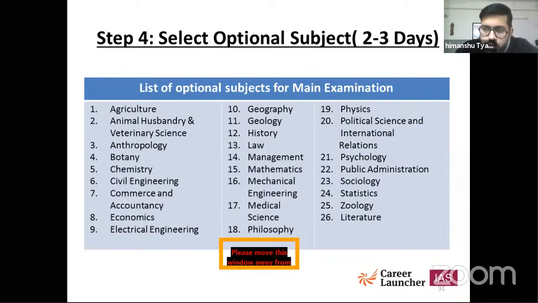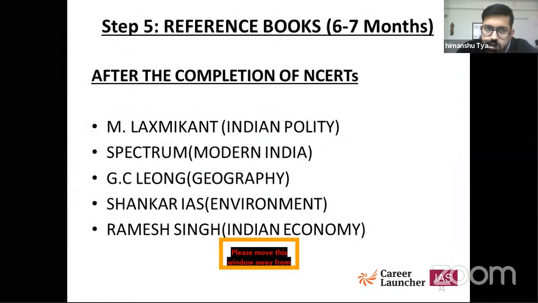Once I'm done with step 3, which is current affairs, step 3 goes on till the examination. Then the fourth step is finalizing my optional subject. There are 26 optional subject choices that UPSC gives, and you need to finalize one subject that you are going to give the examination in. That is step 4, and then step 5 is reference books.